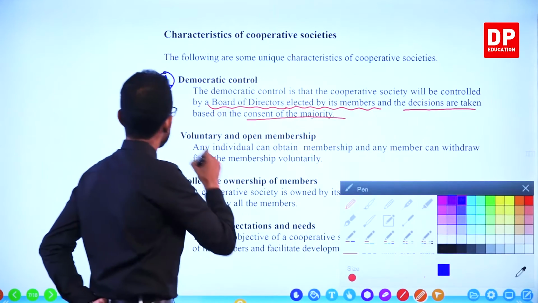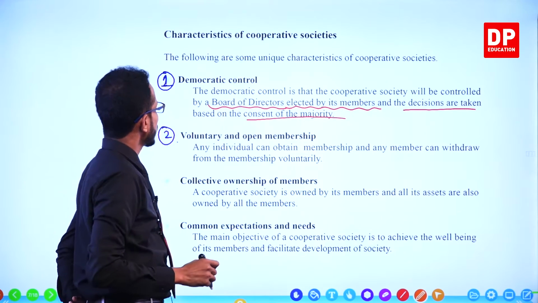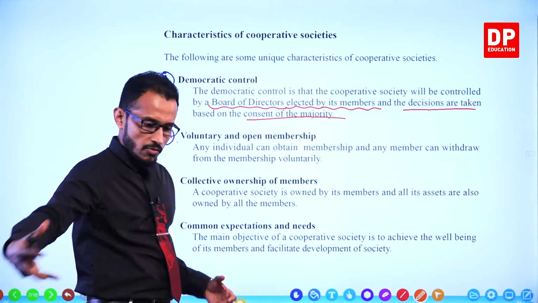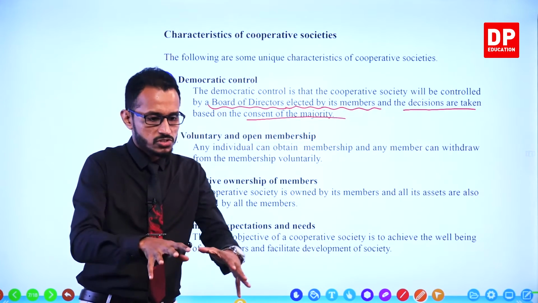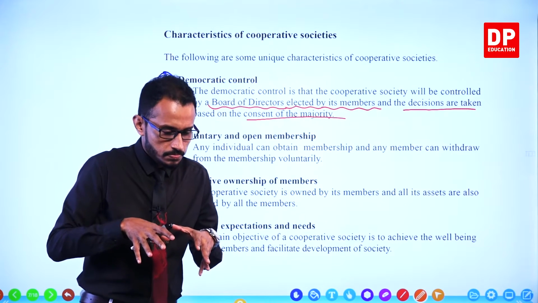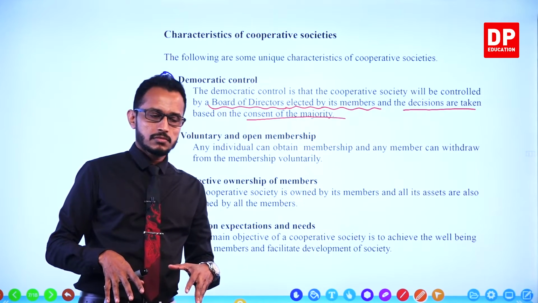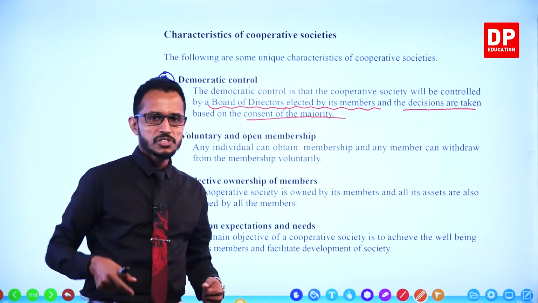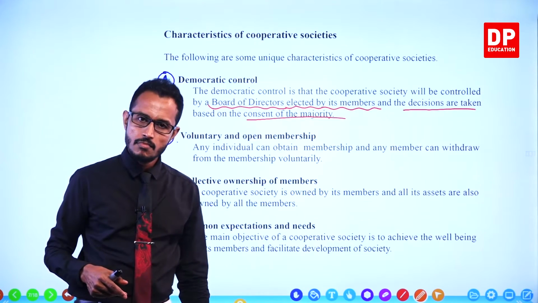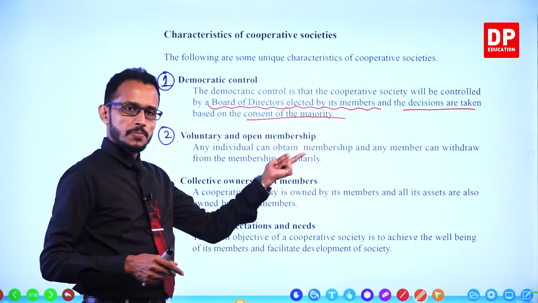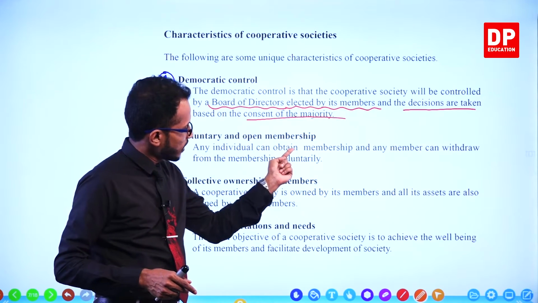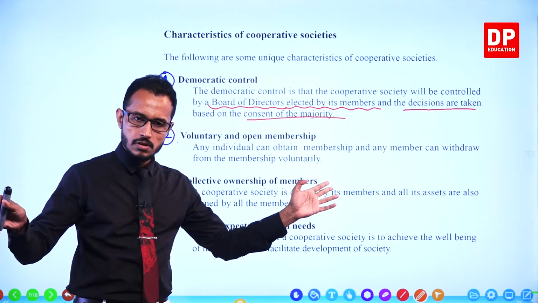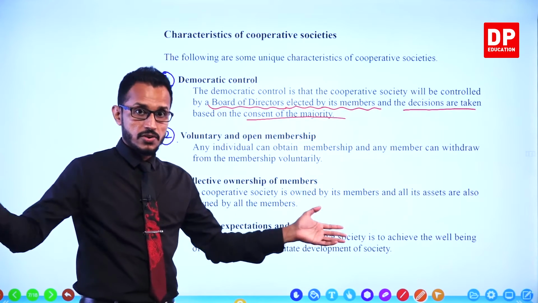One down, second feature is voluntary and open membership. Members can get together voluntarily. Nobody can push somebody to take the membership of a cooperative society. If you want, you can take the membership. If you don't want, you can leave. So any individual can obtain membership, and any member can withdraw from membership.